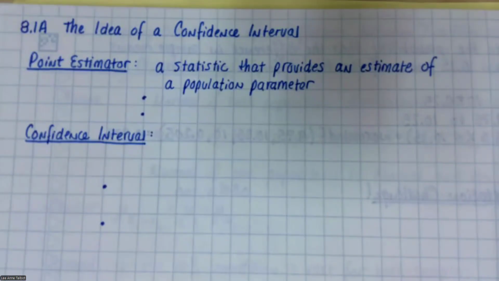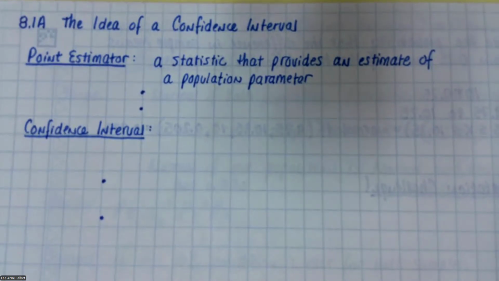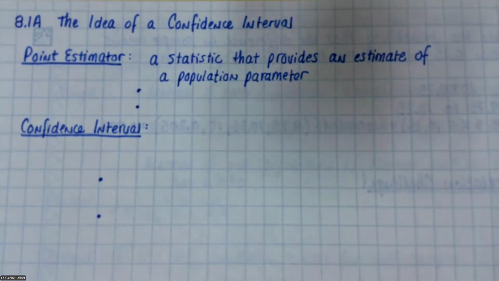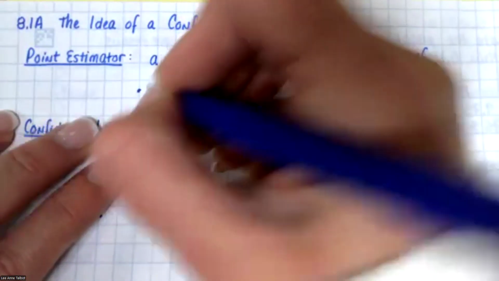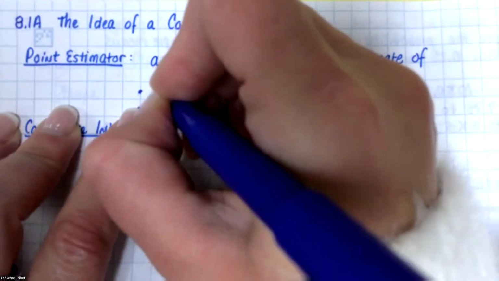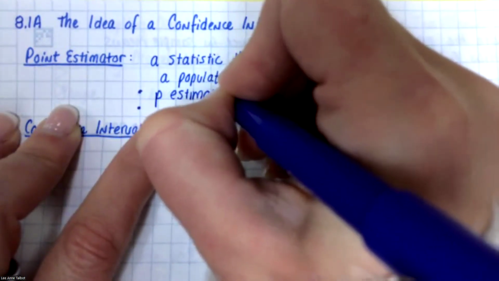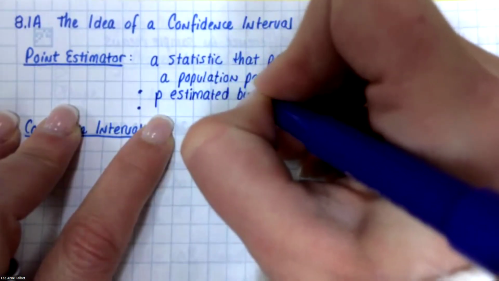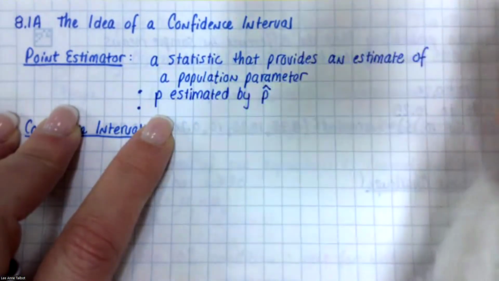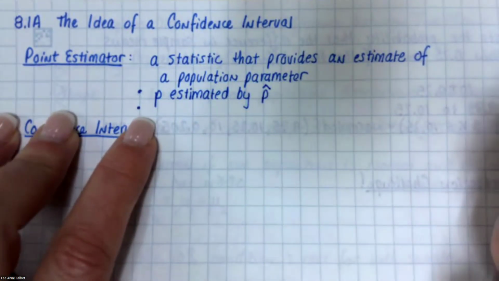Okay, there are 2 point estimators we are going to study in the second semester. We're only doing one of them in this chapter, but for the whole second semester, there's 2 of them. You should recognize these. P, estimated by P hat. What do you think about P hat?